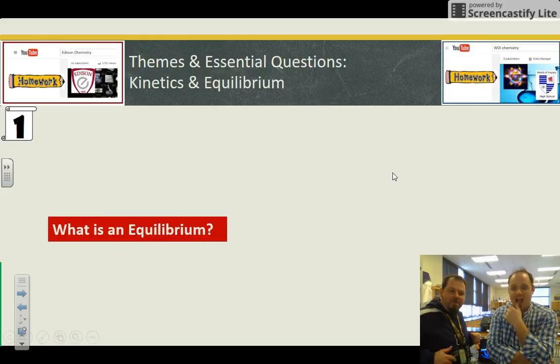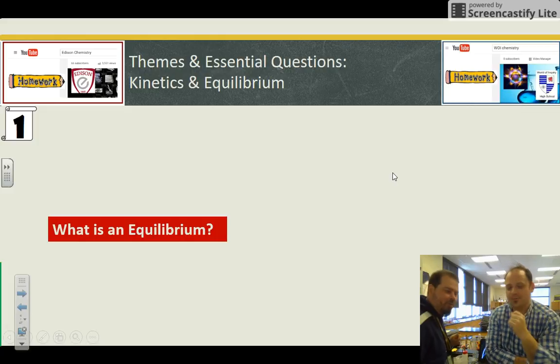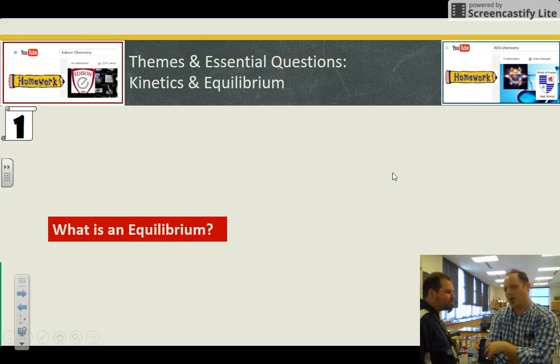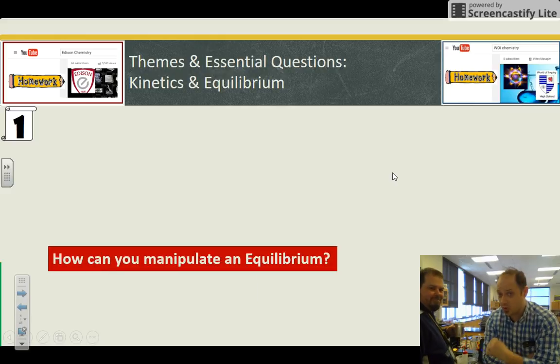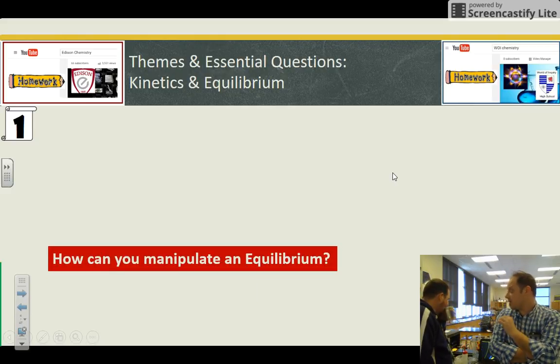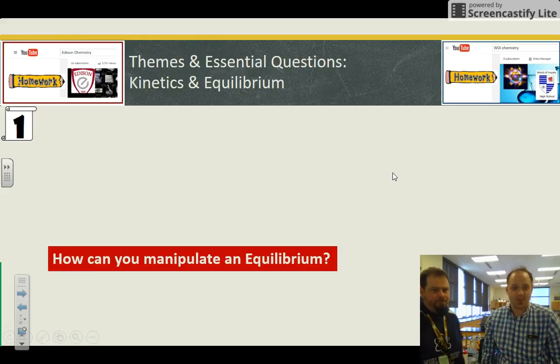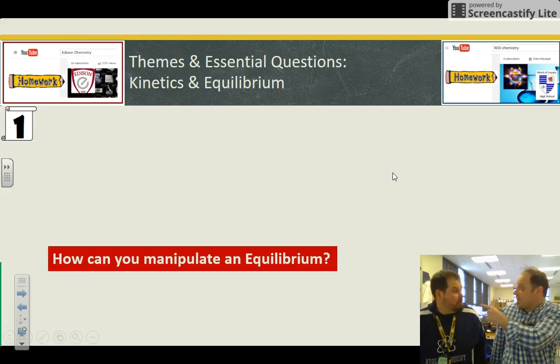What is an equilibrium? I almost know half of that word. Don't get caught up by these big, scary chemistry words. Go one syllable at a time. Equilibrium. There you go. Can you manipulate it? Don't say it.